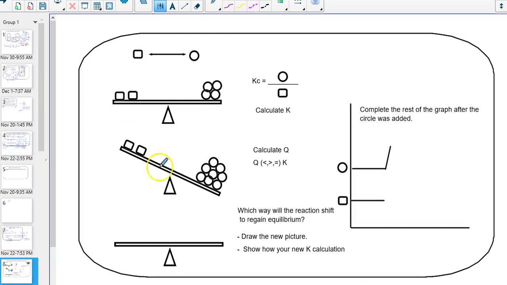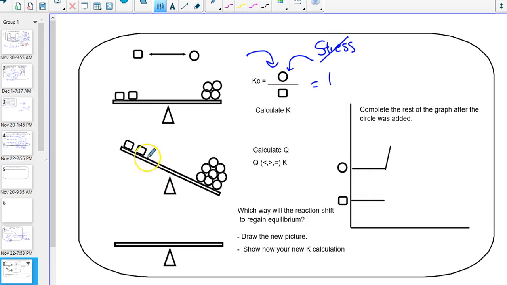Alright, here's a pictorial version of this. I've got a reaction that's going back and forth between squares and circles. Therefore, my Kc value would be the concentration of circles over the concentration of squares. Calculated, K would just be 1. Keep in mind, a stress for this would actually have to affect the concentration of circles and the concentration of squares. Anything that does not affect those two things isn't a stress.